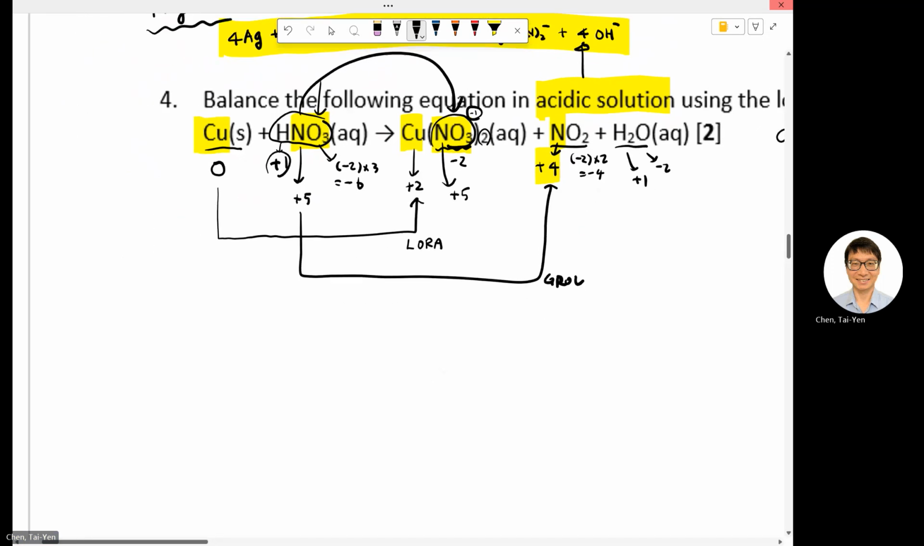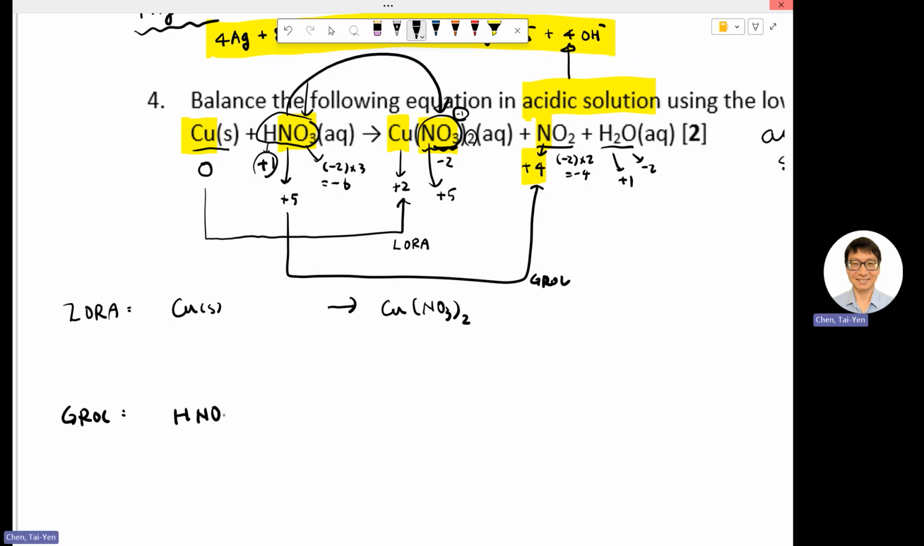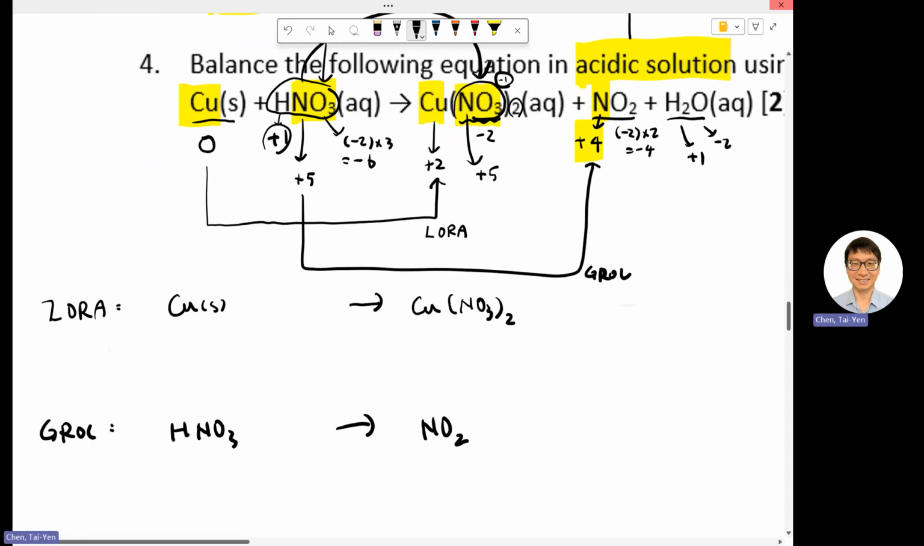So let's write this down. Your oxidation will be Cu becoming Cu(NO3)2. Your reduction will be HNO3 becoming NO2. So this is what you can write out first.